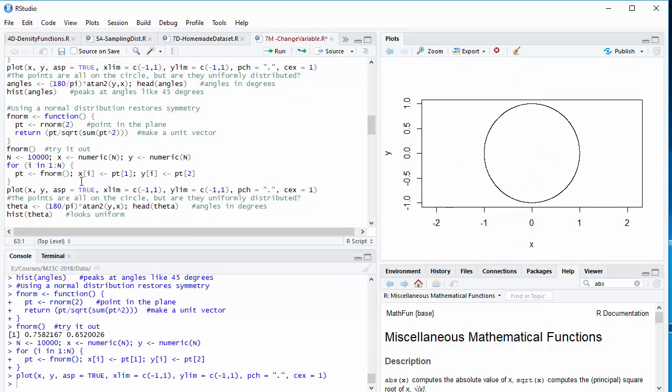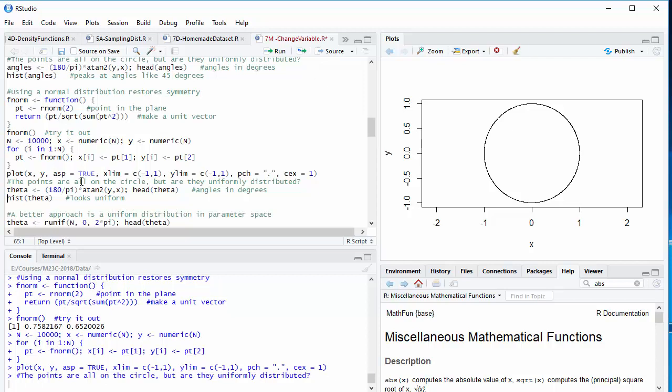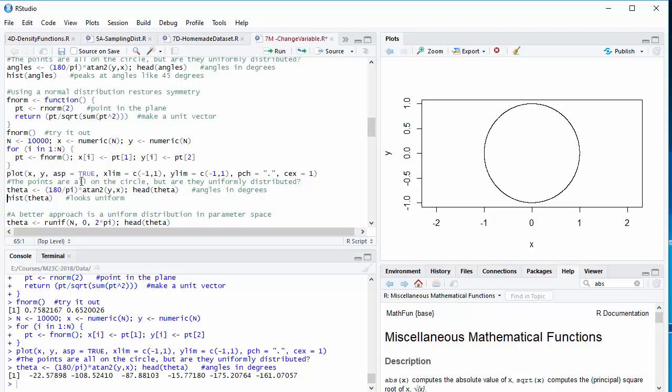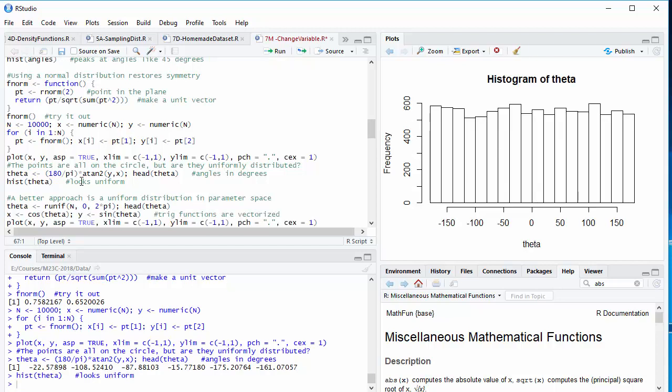Okay, not surprisingly, they're all on the circle, but we have to answer the question, are they uniformly distributed? We'll do that exactly the same way as before. Generate the angle theta for each point in degrees. Look at a histogram. This time it looks nice and uniform.